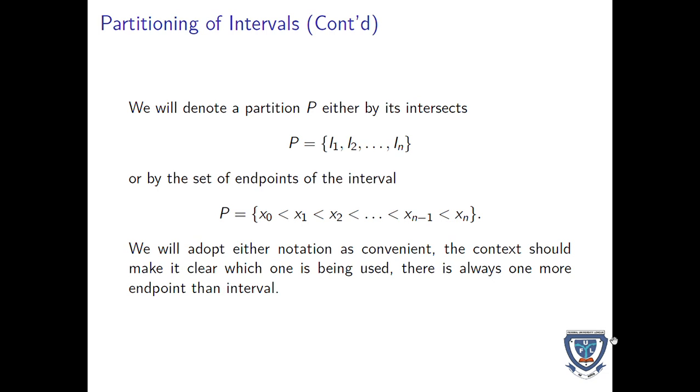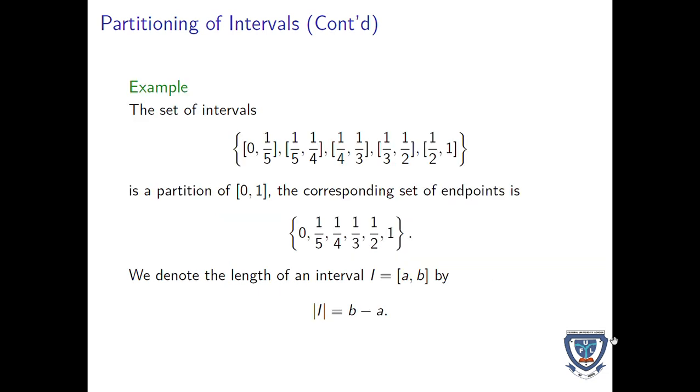There is always one more endpoint than intervals. Now let's look at the set of intervals [0, 1/5], [1/5, 1/4], [1/4, 1/3], [1/3, 1/2], and the closed interval [1/2, 1]. This is a partition of [0, 1]. The corresponding set of endpoints is 0, 1/5, 1/4, 1/3, 1/2, and 1. So we have been able to partition the interval [0, 1] into subintervals from 0 to 1.